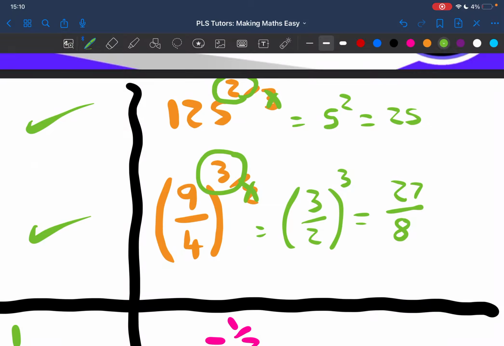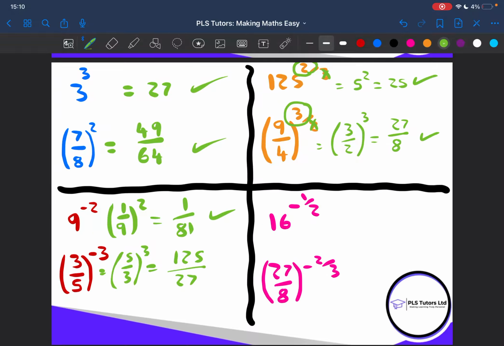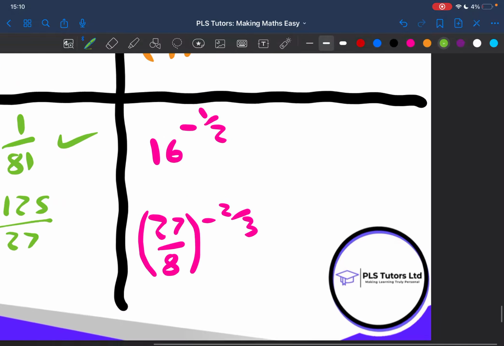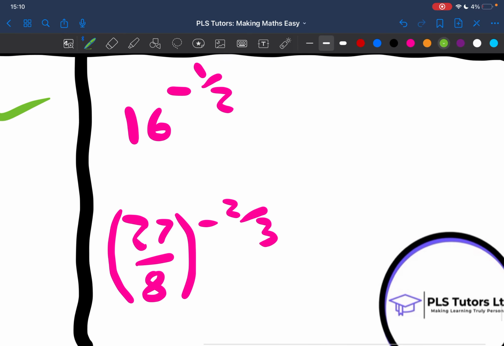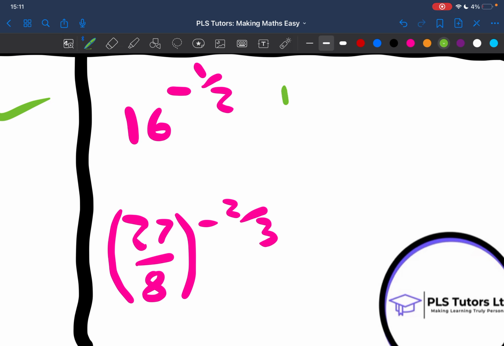Okay, there's actually nothing new that we need to learn anymore, because these bottom questions just put all of it together. So it's a negative and a fraction. It's both of the 2 new bits we've looked at. So remember, we don't like negatives. So we get rid of the minus by flipping 16. So 16, if you flip it, becomes 1 over 16. And that turns it from a negative a half to a positive a half.